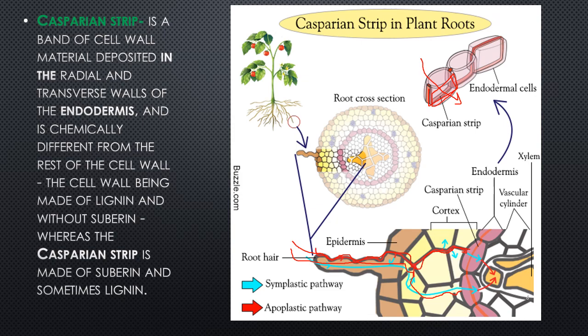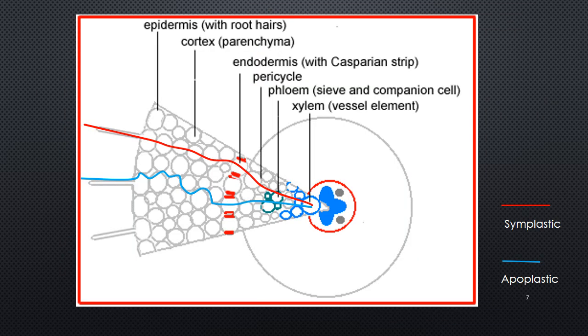So that Casparian strip is made of lignin, and it's also made of suberin. Suberin should sound familiar because suberin, remember, is also part of the cork, and that is a block to water because it's impermeable to water. So just reviewing those two different pathways, because you will need to know them for sure.